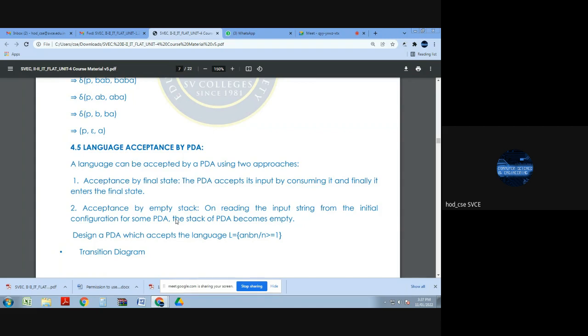First one is acceptance by final state, as in FAs. A PDA accepts the input by consuming it, and finally it enters into the final state.